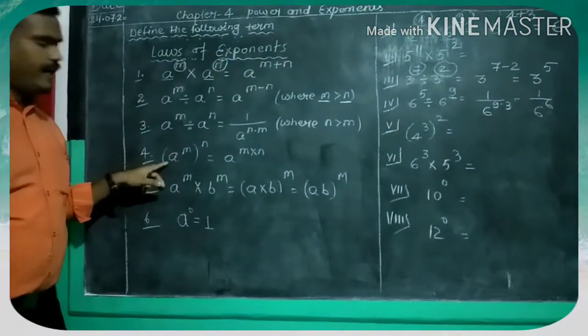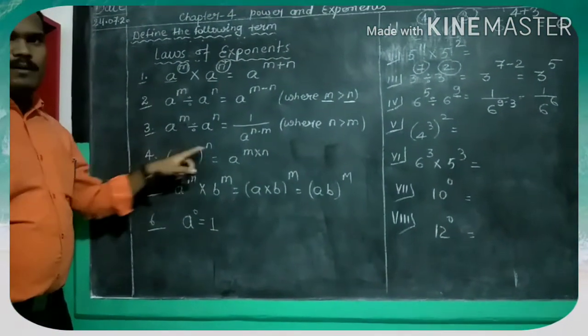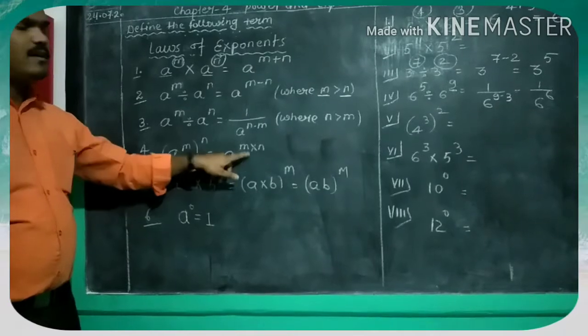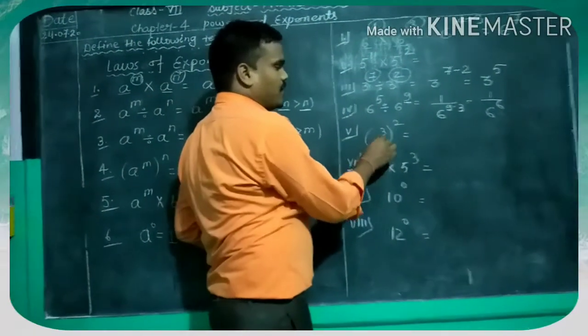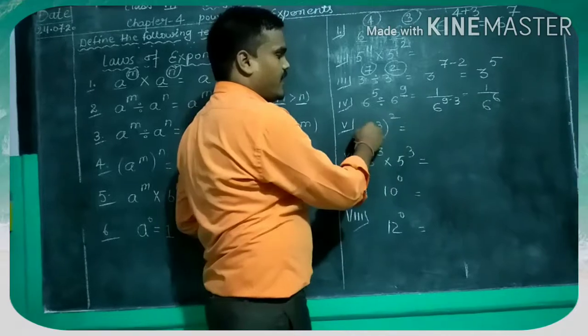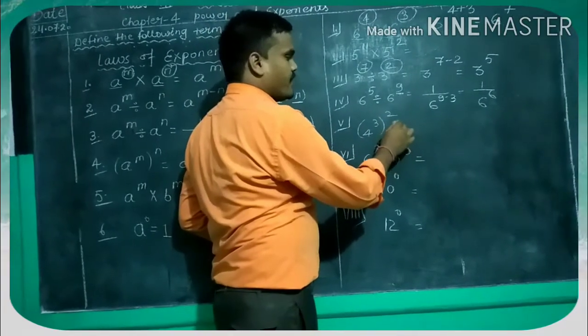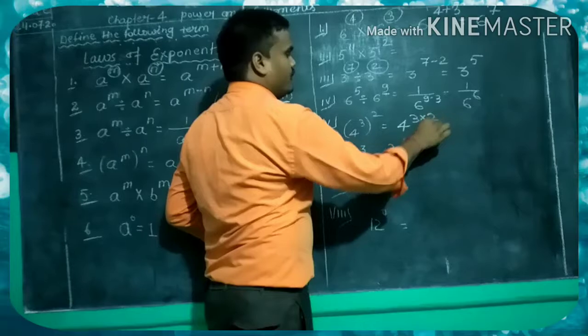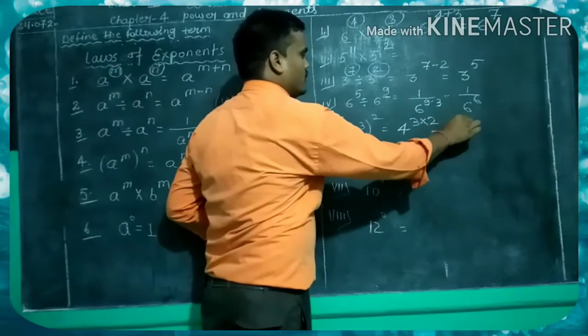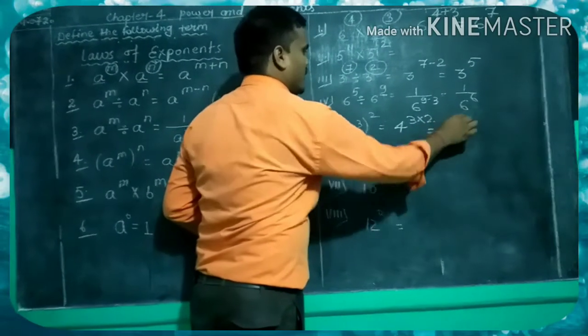Fourth, (a to the power m) whole to the power n will be a to the power m into n. So in this example, (4 to the power 3) whole to the power 2. We will write 3 into 2, which is equal to 4 to the power 6.